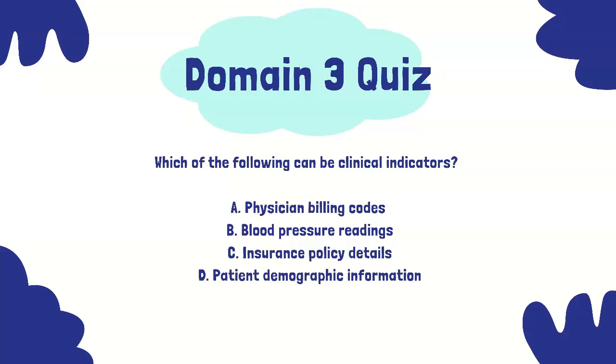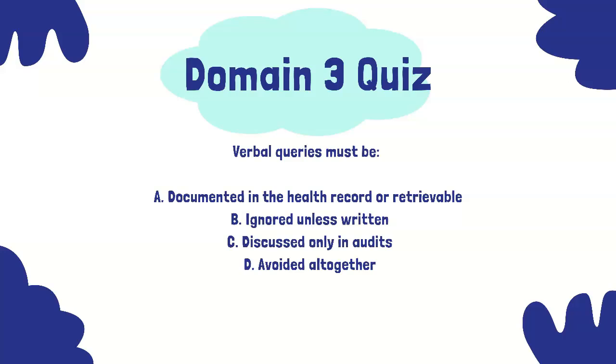All right. If you said B, blood pressure readings, you are correct. Vital signs like blood pressure are considered clinical indicators. This is page number 9. Next question. Verbal queries must be.